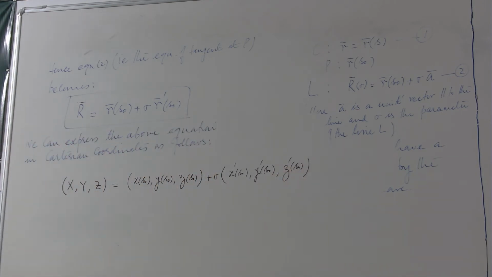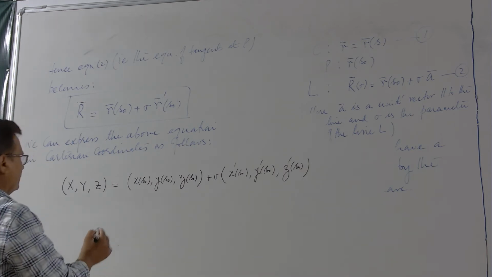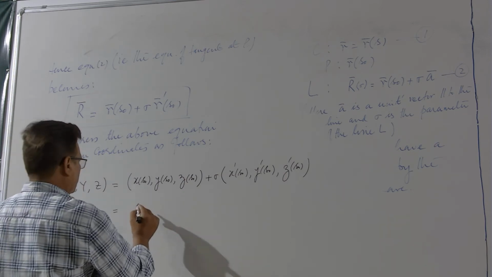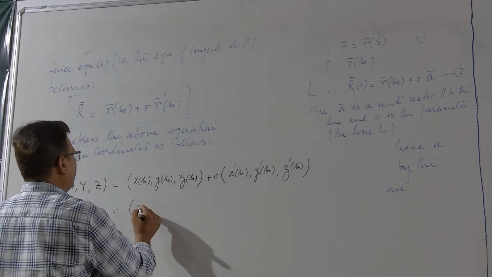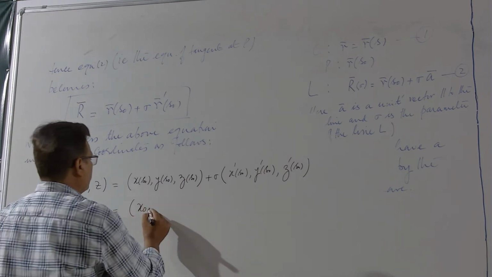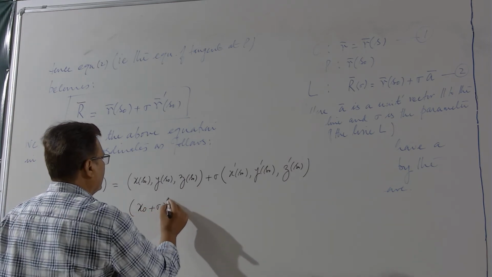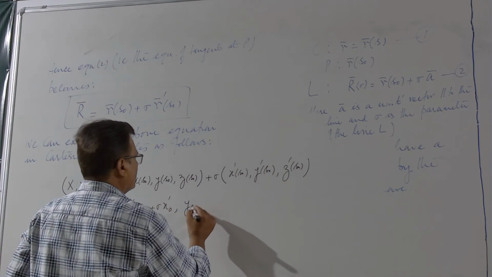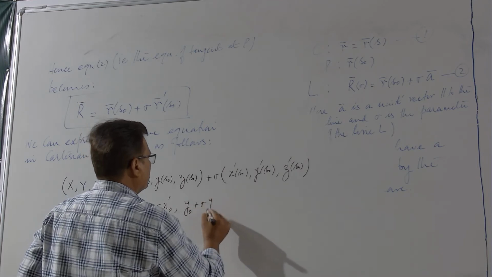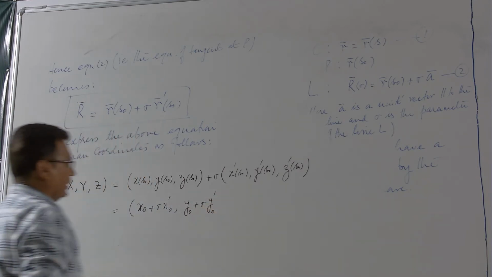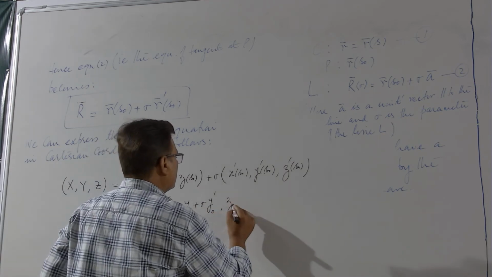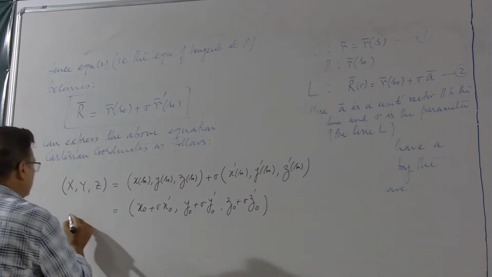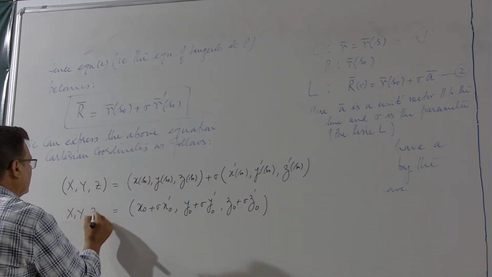Okay. So, or you can more simply say, this becomes, in short, I will call it x 0 plus sigma times x dash 0, y 0 plus sigma times y dash 0, z 0 plus sigma times z dash 0, and this vector and this vector are same.